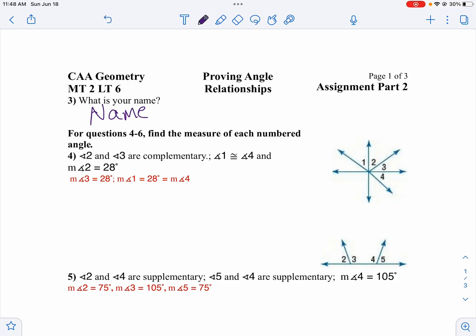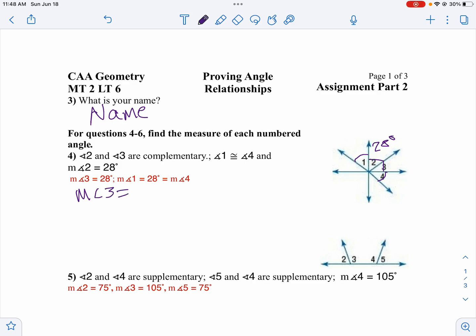On question number 4, we're told angle 2 and angle 3 are complementary, so we know they add to 90. We're told angle 1 is congruent to angle 4, and that the measure of angle 2 is 28 degrees. Well, we can find the measure of angle 3 because we know they're complementary.